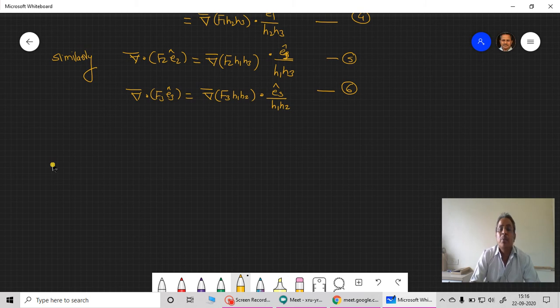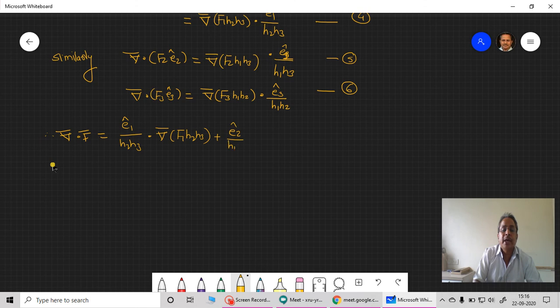And now using these three components 4, 5 and 6, let's write therefore del bar dot f bar is equal to, add these three components, I am rewriting: e1 cap upon h2 h3 dot grad of f1 h2 h3, plus second component e2 cap upon h1 h3, then dot grad of f2 h1 h3, and last component is e3 cap upon h1 h2 dot this gradient of f3 into h1 h2. Call this equation number 7.